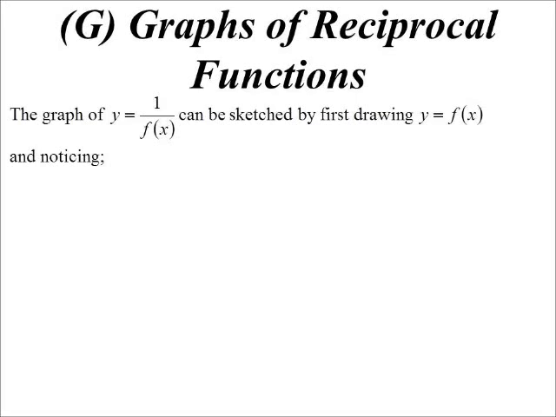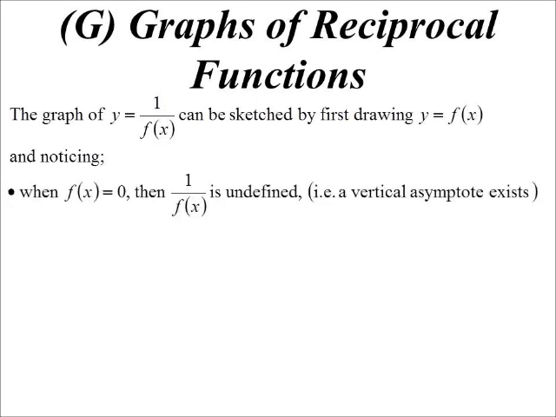So how do we draw reciprocal graphs? So we're going to draw one on function x. Well, if we've got our original function, we can observe certain things. If function x is equal to 0, and we know we can't have 0 on the bottom of the fraction, we know we're going to end up with a vertical asymptote.